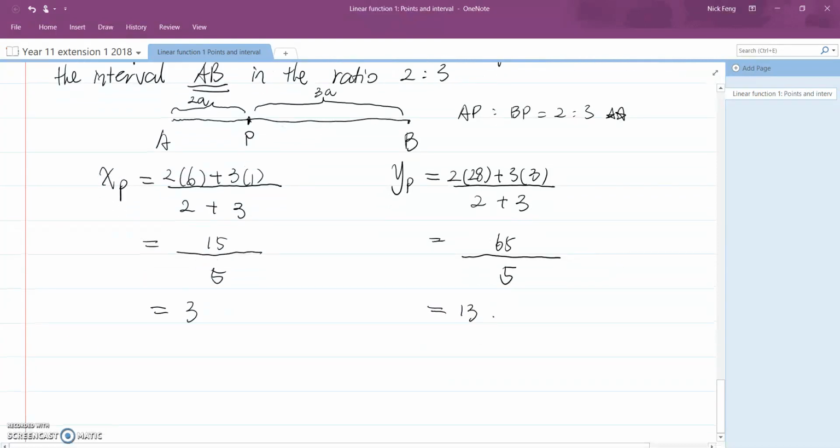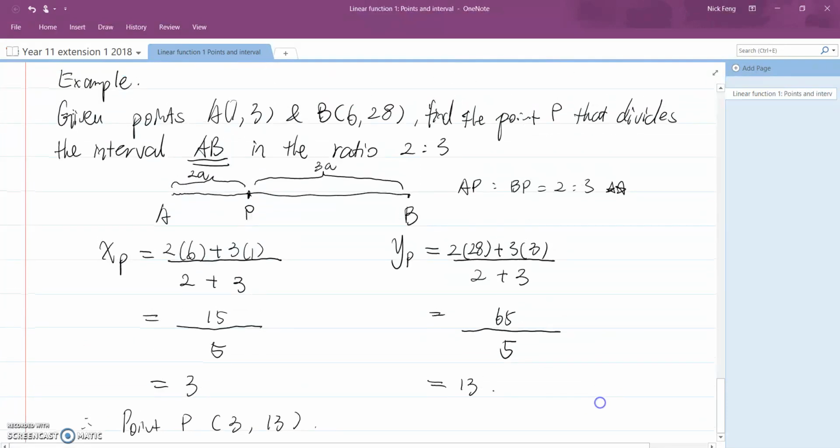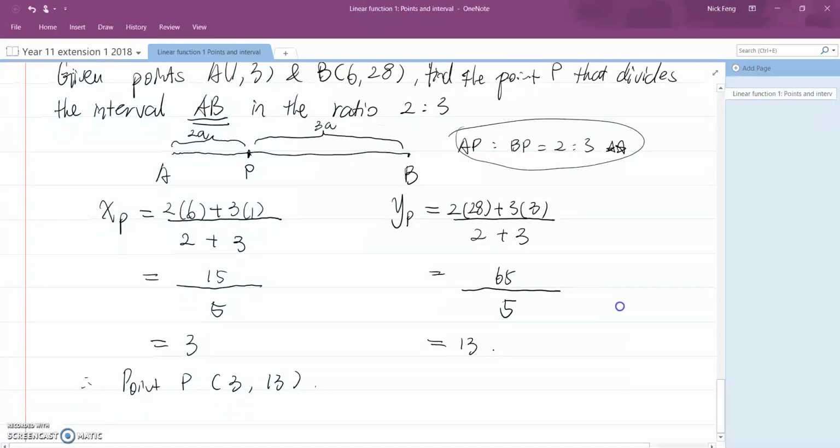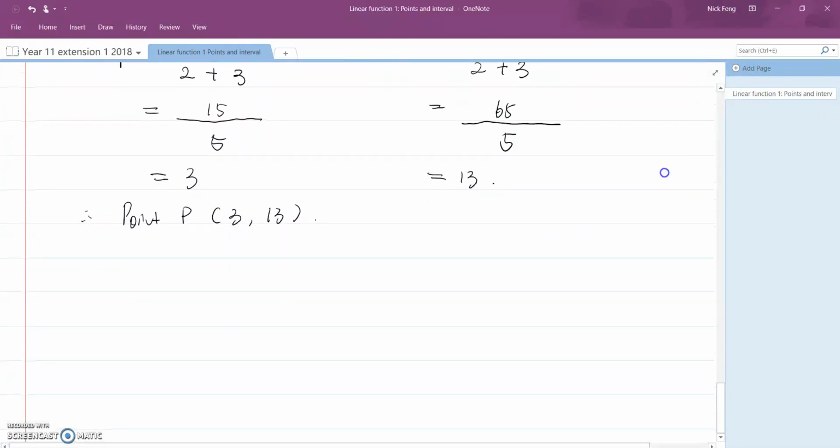So therefore, point P is (3, 13). Do remember, this is a very important understanding, and this is the calculation of finding the x and y coordinates of this division point. Let's have a look at another one.